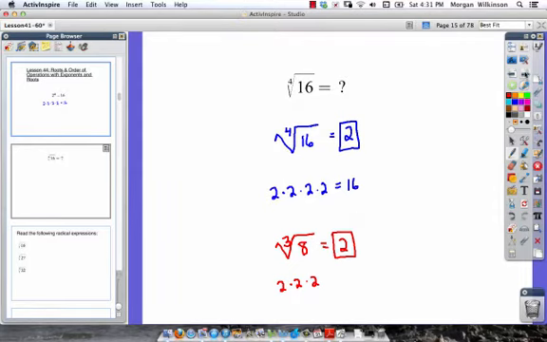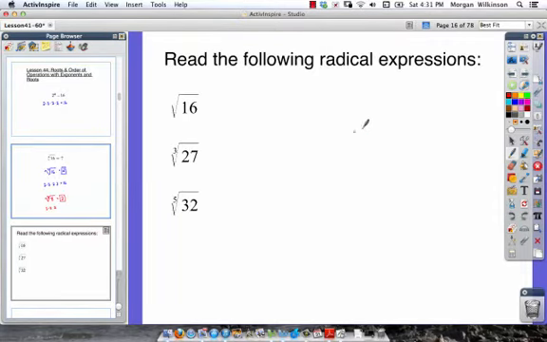Let's go ahead and move on to the next slide. Let's read the following radical expressions. So this is called a radical expression, or these are radical expressions, plural. This first one would be the square root of 16. It's called the square root of 16 because we're looking for what number times itself is equal to 16. If there's no number here, a 2 is implied. So we know that the square root of 16 is equal to 4.